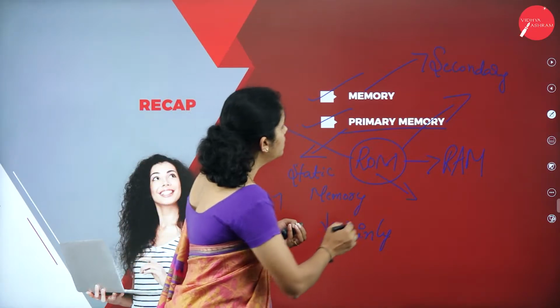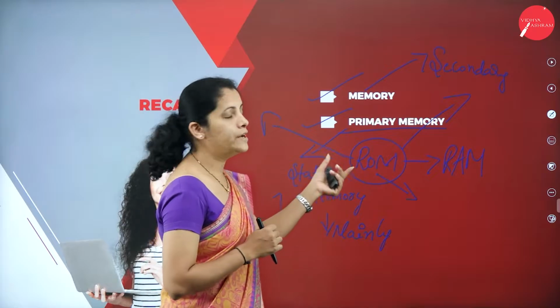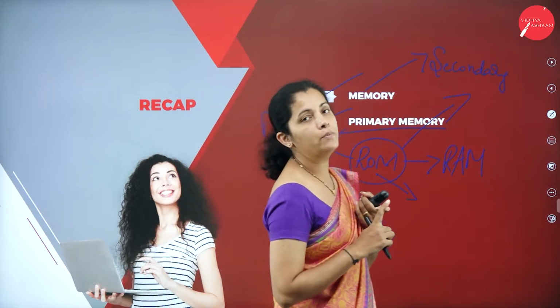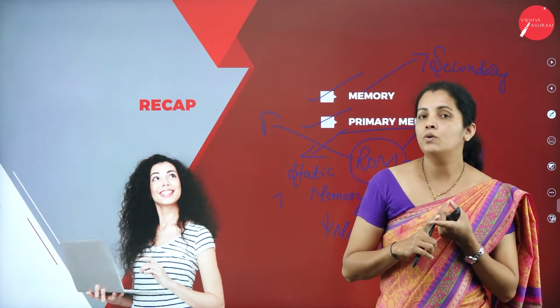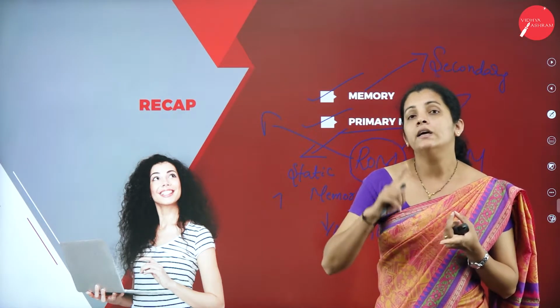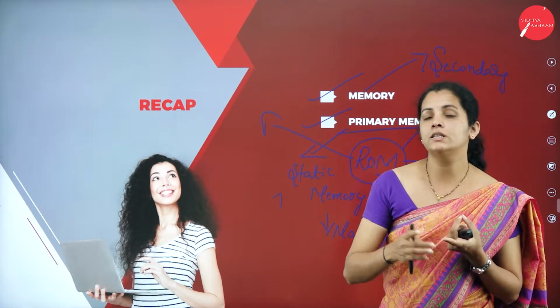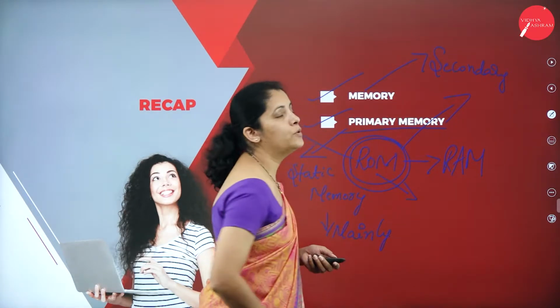Then we had a discussion regarding types of read-only memory, that is programmable read-only memory, electrically erasable programmable read-only memory, and erasable programmable read-only memory. So these are the three different types of read-only memory.